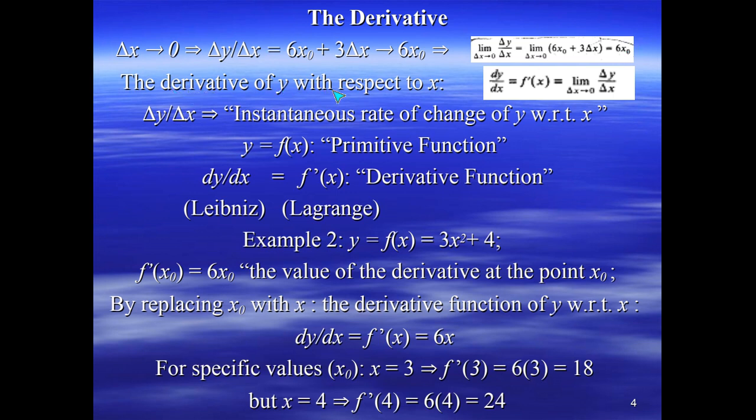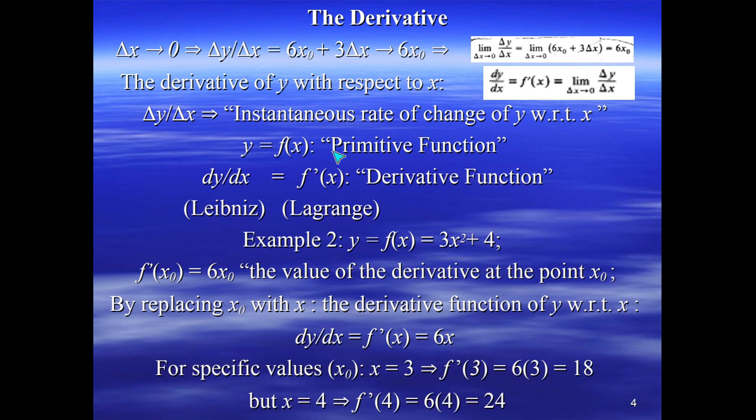It is called the derivative of y with respect to x. It can be shown by dy over dx. This is the notation of Leibniz, the famous German mathematician, or f prime x, which is the notation of Lagrange, the famous French mathematician. dy over dx is equal to f prime x, and by definition it is equal to the limit of delta y over delta x when delta x goes to 0. Limit of the rate of change when the change in x goes to 0. You see, this is the derivative.